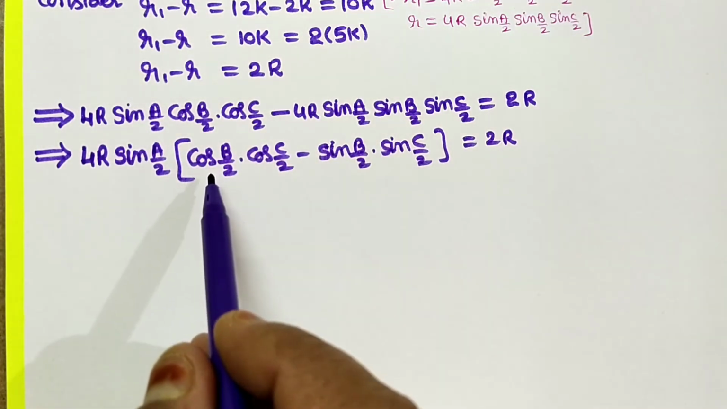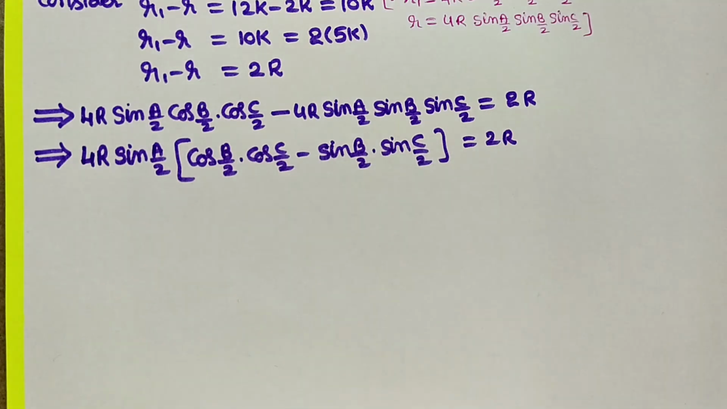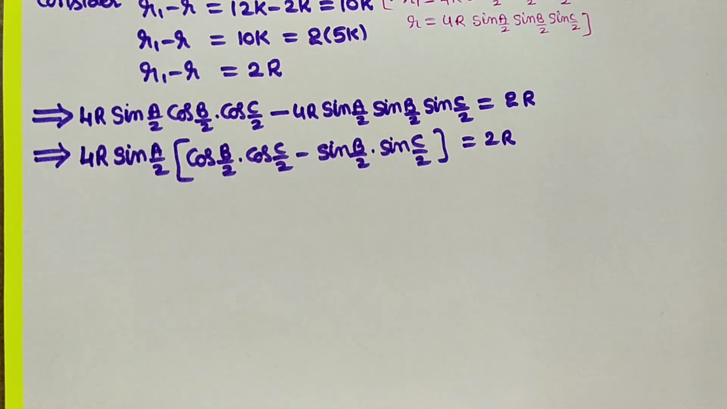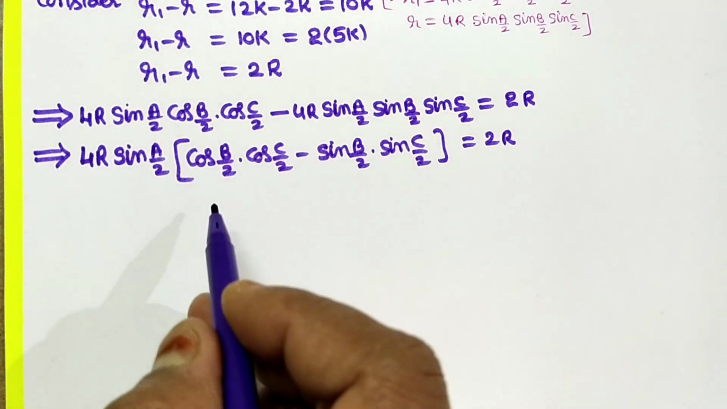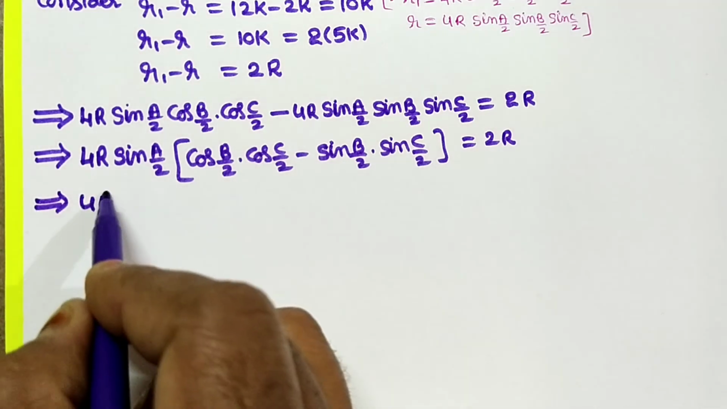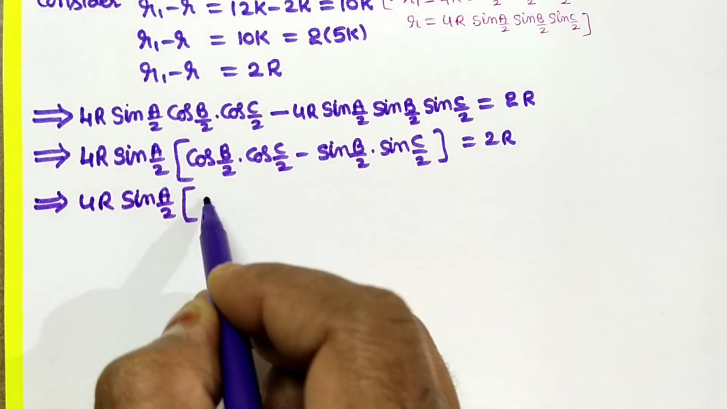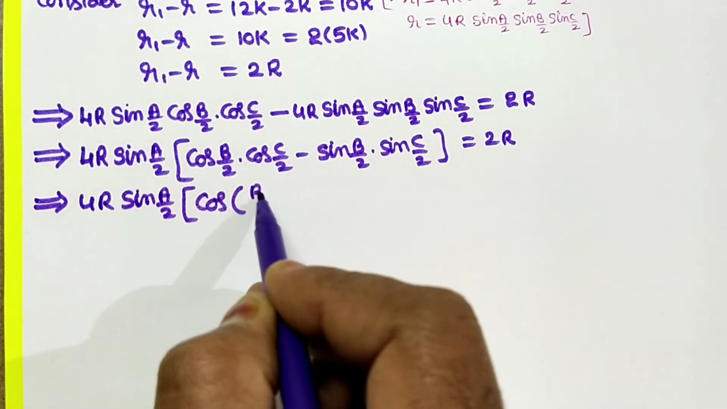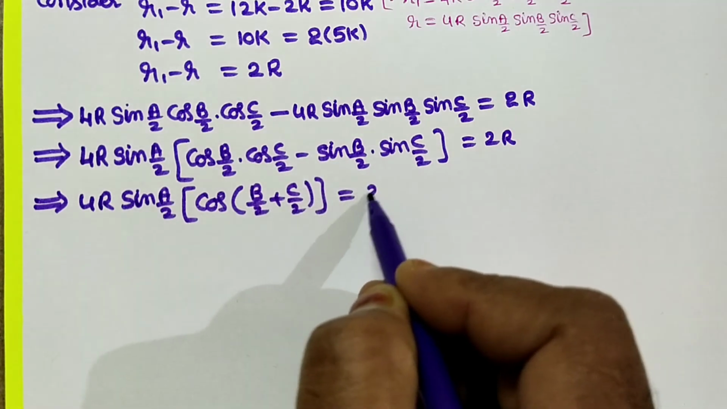It is in the form of cos A cos B minus sin A sin B, which is cos of A plus B. That means this bracket value will become cos of B by 2 plus C by 2. So that implies 4R sin A by 2 into cos of B by 2 plus C by 2, which is equal to 2R.